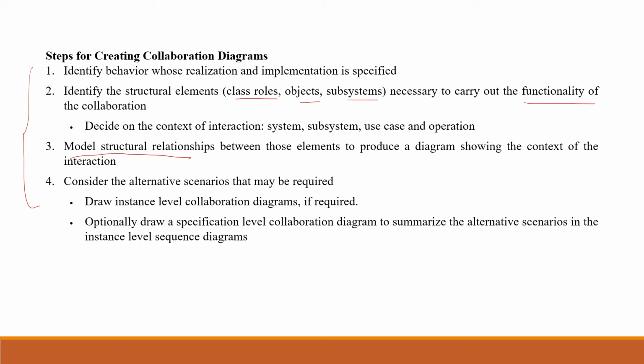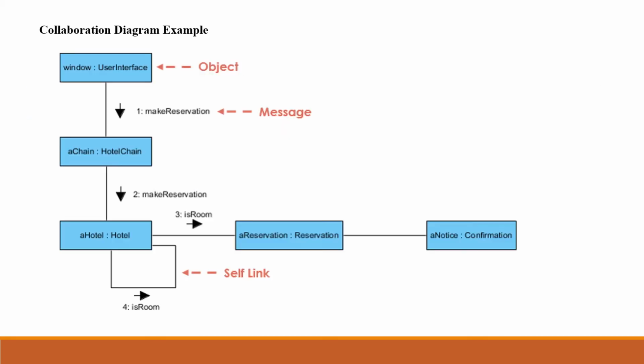Fourth is to consider the alternative scenarios that may be required, which includes the instance level collaboration diagram, or optionally drawing a specification level which summarizes the alternative scenario diagram. Okay, now let's see the collaboration diagram example.